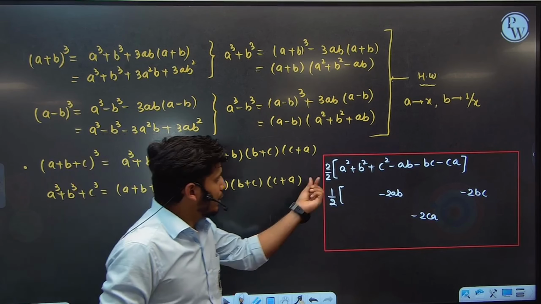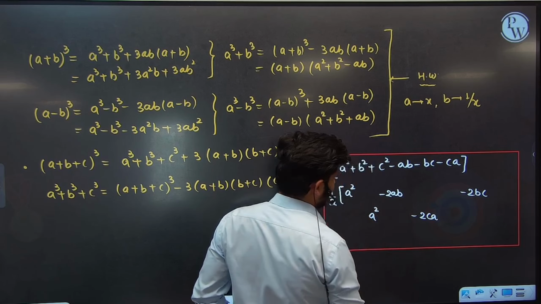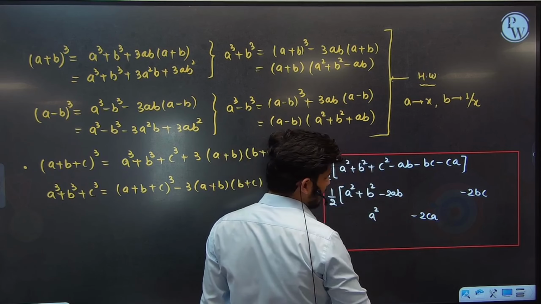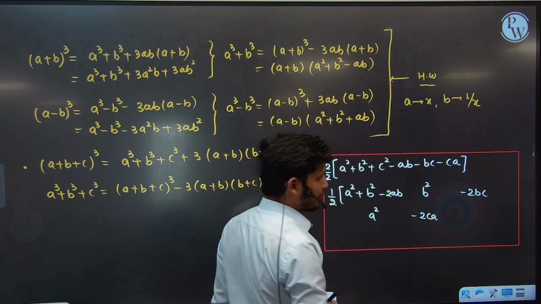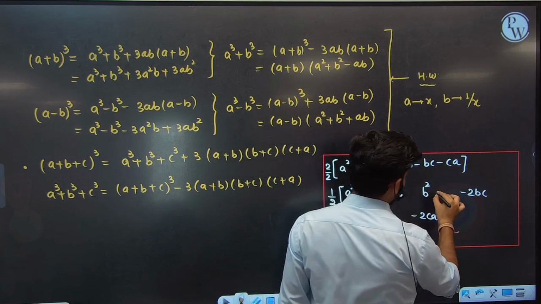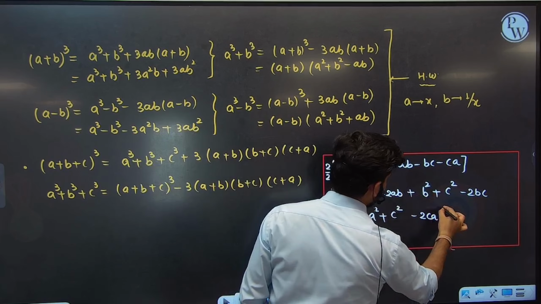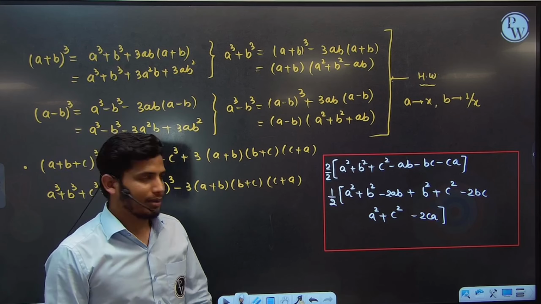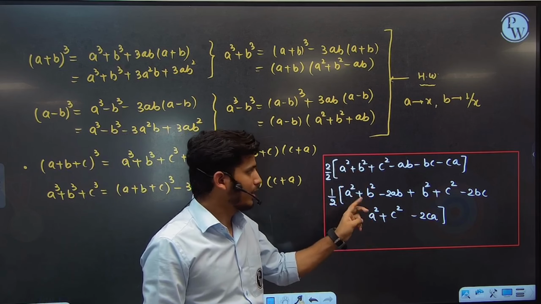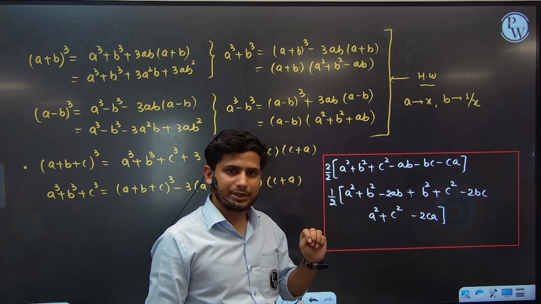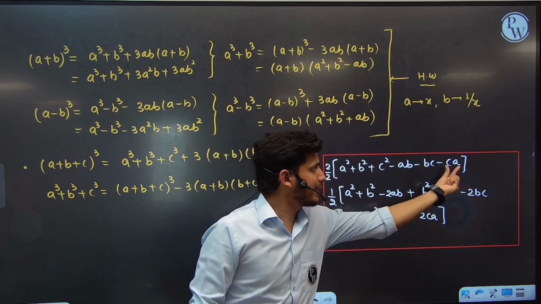Now 2a square, 2 times a square. So a square and a square. 2 times b square, and here 2 times c square. Okay. Done. Look at it carefully. So 2 times a square, 1 and 1 is 2. 2 times b square, b square, b square, 2 times. And c square, c square, c square, 2 times. And minus 2ab, minus 2bc, and minus 2ca.